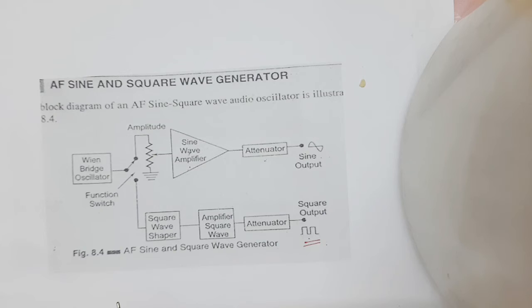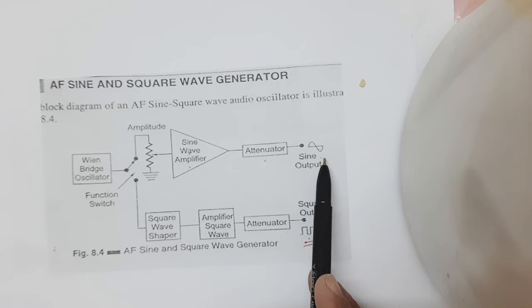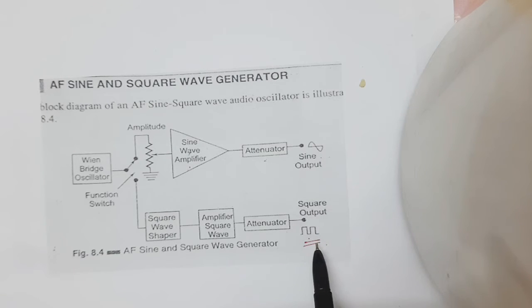The output of the Wien bridge oscillator goes to the functional switch. The functional switch directs the oscillator output either to the sine wave amplifier or to the square wave shaper circuit. At the output, we get either a square wave or a sine wave. The output is varied by means of an attenuator.